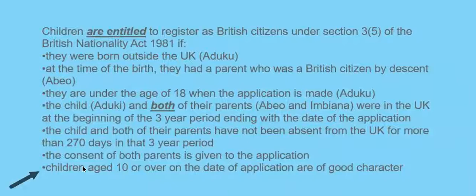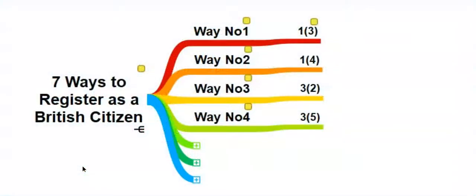And with this application, she also needs to get the consent from her parents, Abia and Mbiana, and if she's over the age of 10 at the date of the application, she'll need to meet the good character requirements. And by the way, unfortunately, if the child's absences from the UK were more than 270 days, the requirements of paragraph 3.5 will not be satisfied, and the application will not be successful because the decision maker has no discretion with regards to the child's absences from the UK.